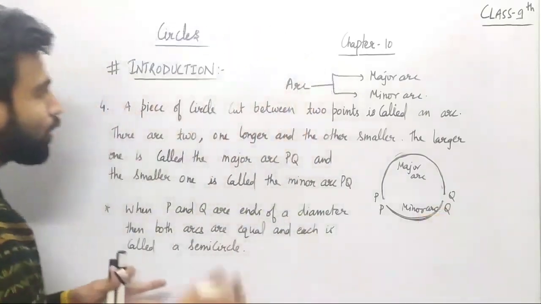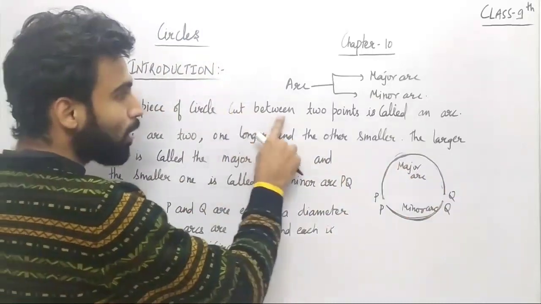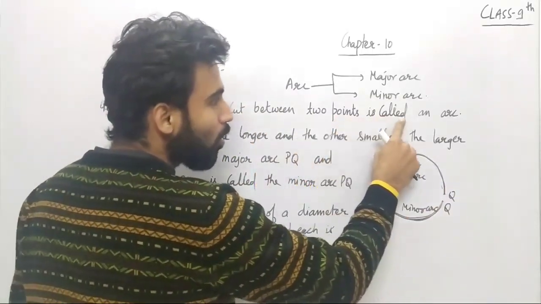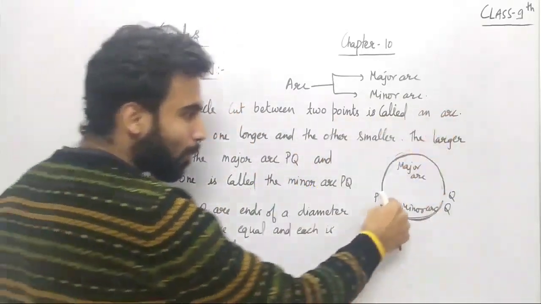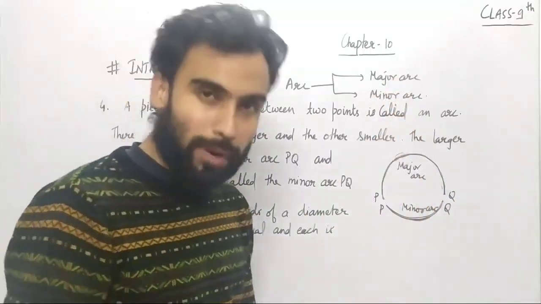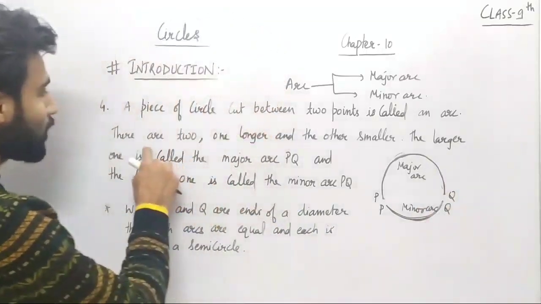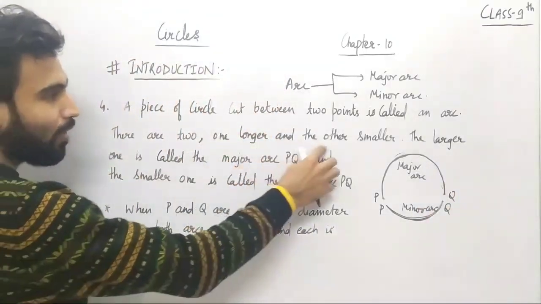Getting my point? So here you can see a piece of circle, the complete cut between 2 points is called an arc, right? So यहाँ पे आप देख सकते हैं दो arcs बन गईं, one is the major arc and the other one is the minor arc. So बड़े वाली क्या है major और छोटे वाली क्या है minor. Now let me just tell you there are two, one longer and the other smaller.